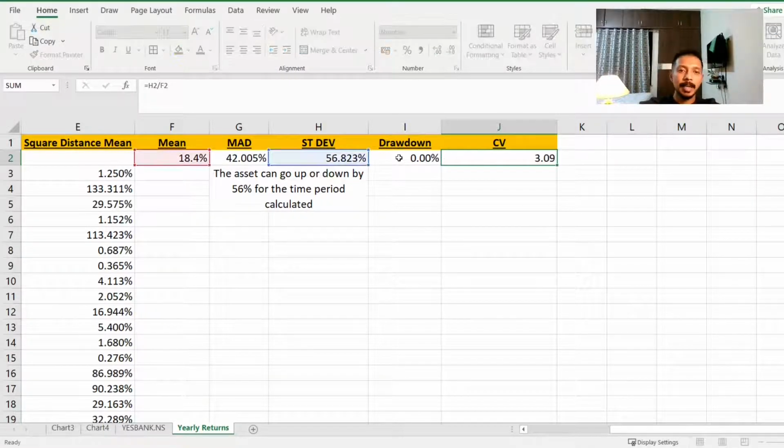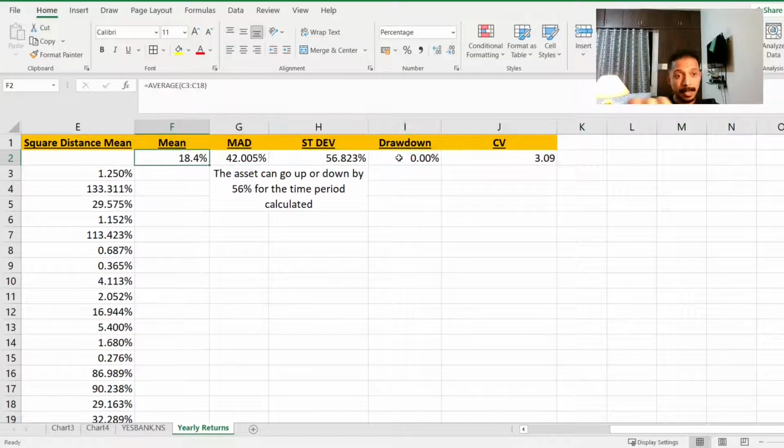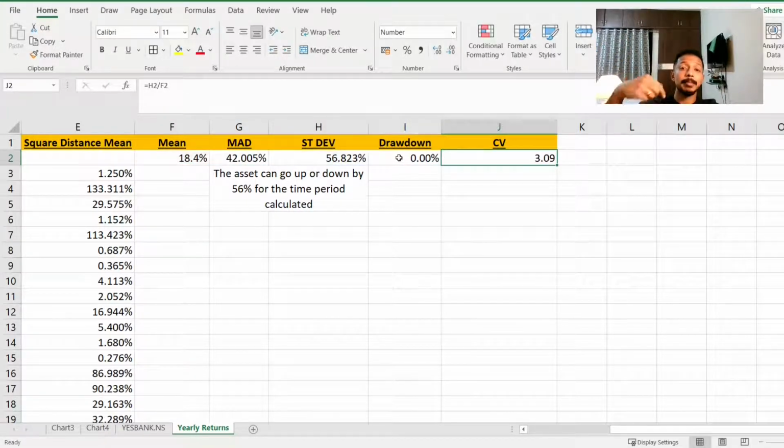That means for every percent of return that I'm generating, for example 18%, I'm taking three times the risk for 1% return, right? So it's a little counterintuitive, because you're trying to quantify standard deviation rather than the return.